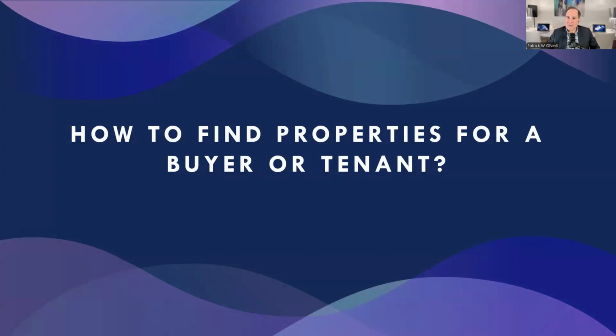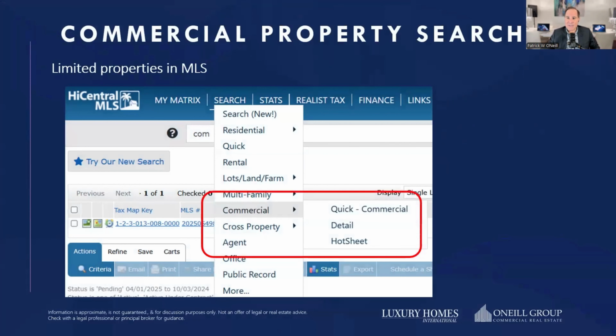So I mentioned earlier, there's no central source to find a property. So let's say you have a buyer tomorrow or a tenant that's looking for property. Where do you go and find things? Well, we can start in our MLS because there are some listings there. So if you haven't gone there, you go here and instead of searching residential, just drop down to commercial and see what you can see.